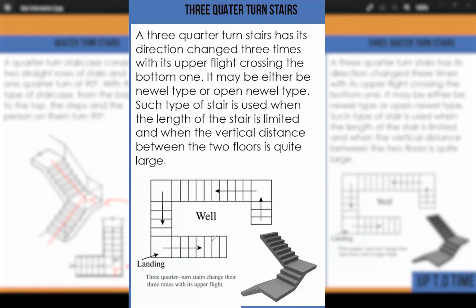This is what we mean by the direction changes 3 times. This is the first change of direction here. And then this is the second change of direction here. And then this will be the third change of direction here. And at each change of direction, it goes through 90 degrees.